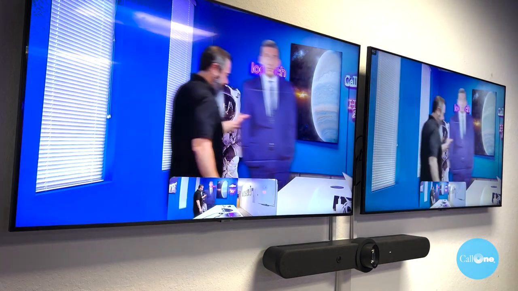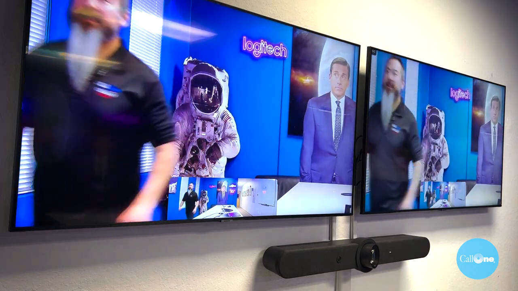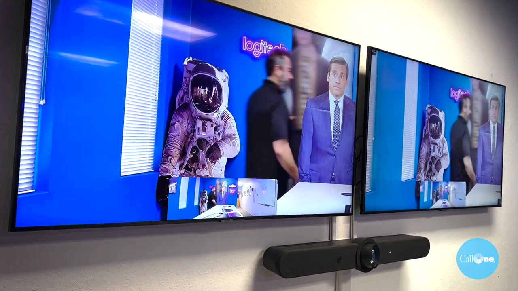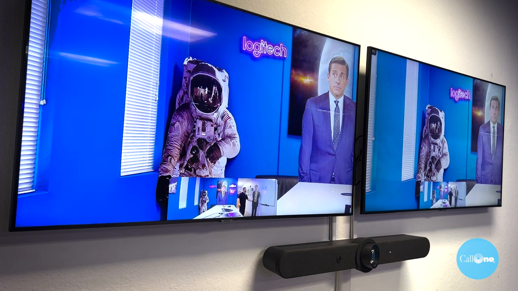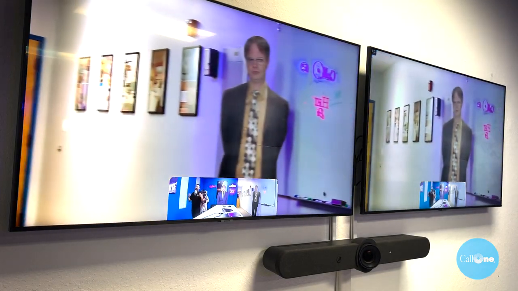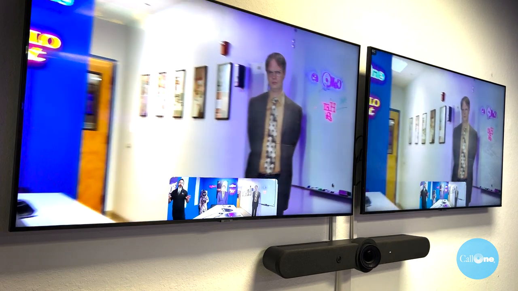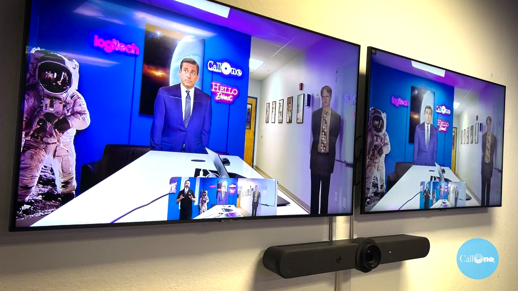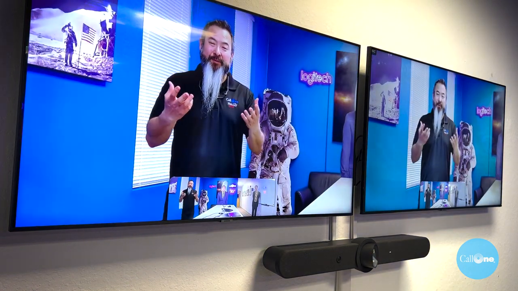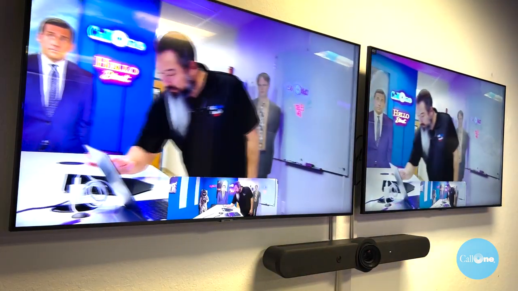So we have Michael Scott here. He's going to join the meeting. And then we're going to get Dwight Schrute. He's going to hang out over here by the scribe on the whiteboard. But I'm the person that's actually talking. So in speaker mode, even though it sees all of us here, the Rally Bar is going to focus on the person that is speaking, which is myself, and that's who you're going to see on the remote end.